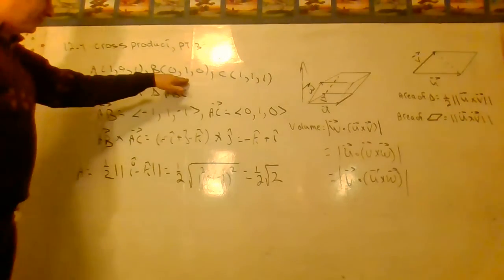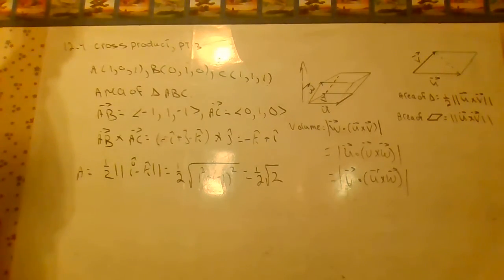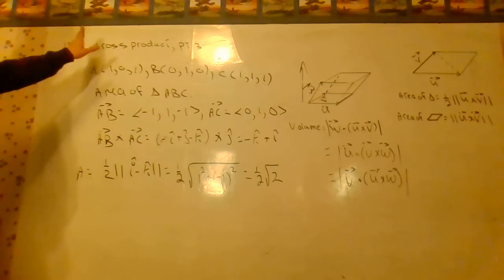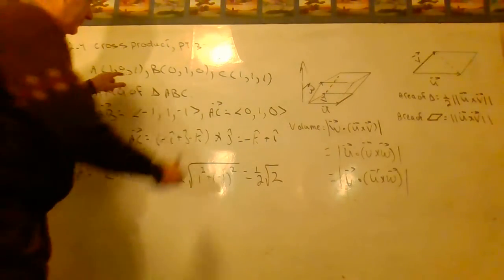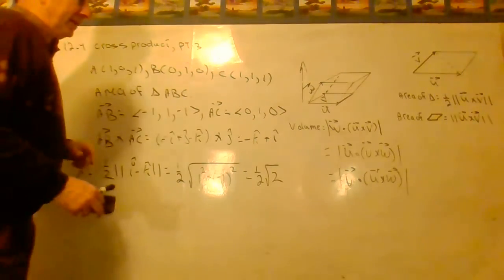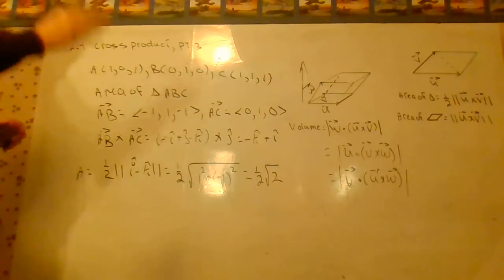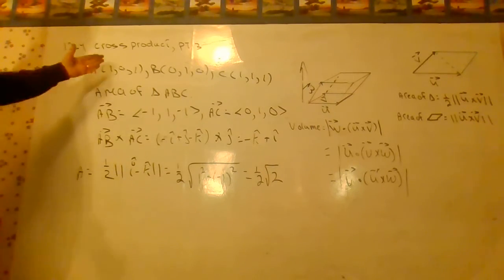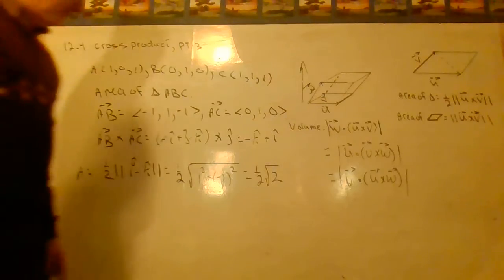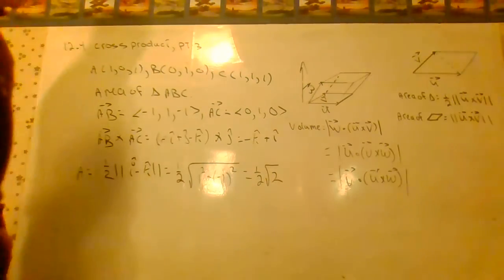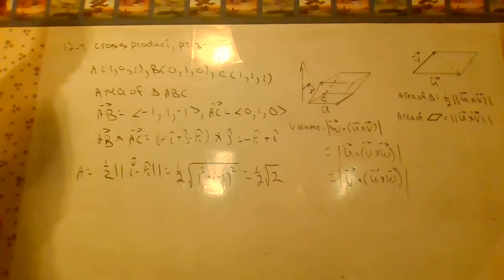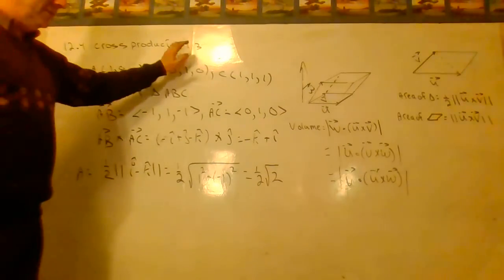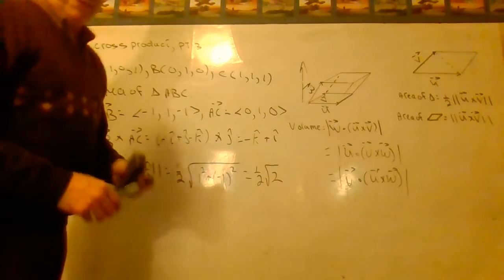This could certainly be done. It would be a multi-step process if we used just simple 11th grade trigonometry. You could find the length of this side, the length of this side, the length of this side. We have to use the law of cosines to find the angle, and then you could use a sine formula to calculate the area. It'd be a multi-step process. Here we were able to do it without using any trigonometry. It's just pure computation. So that's all for part 3 of the cross product.